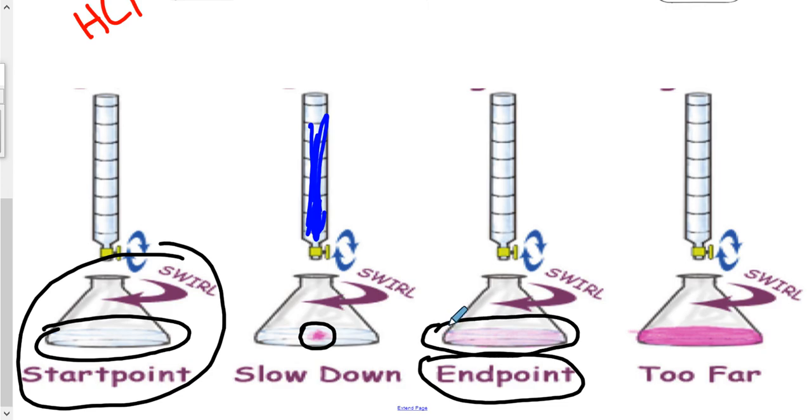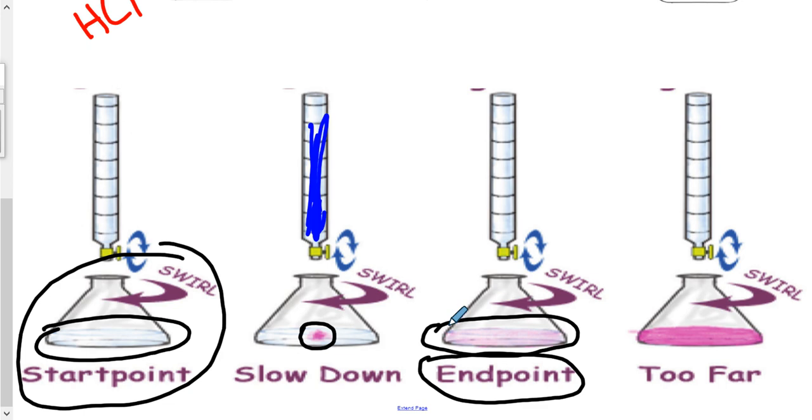Usually we call it endpoint. Endpoint is where we see a color change, right? So that's why the majority of people use phenolphthalein, because it goes from colorless to pink. So when you see the pink color, which is stable, that's when you know that all the acid has been neutralized.